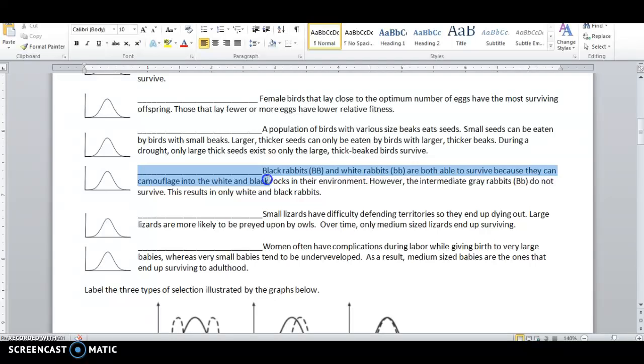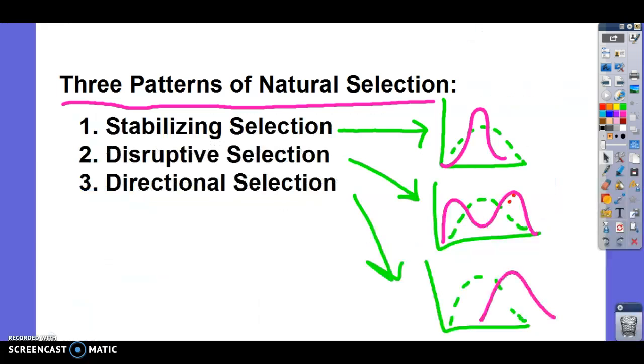All right, next up, black rabbits and white rabbits are both able to survive because they can camouflage into the white and black rocks in their environment. However, the intermediate gray rabbits do not survive. So there are only white, really light colored, and black, really dark colored rabbits. So if we look at these, which one do you guys think that is? If we only have black and white, not any in the middle.